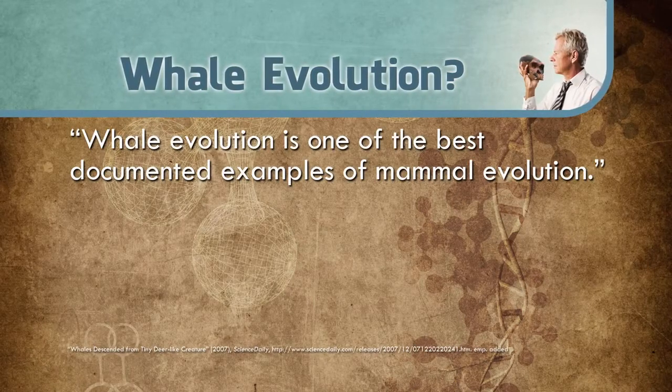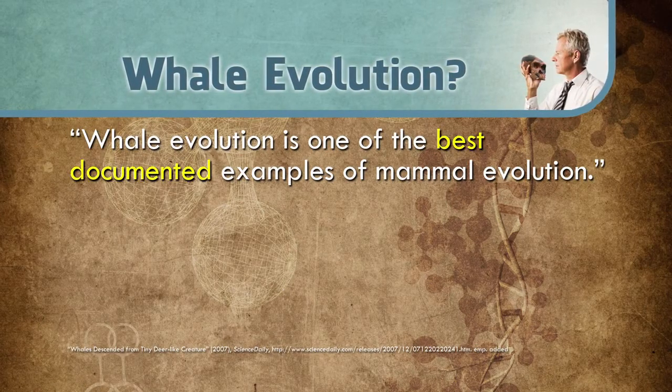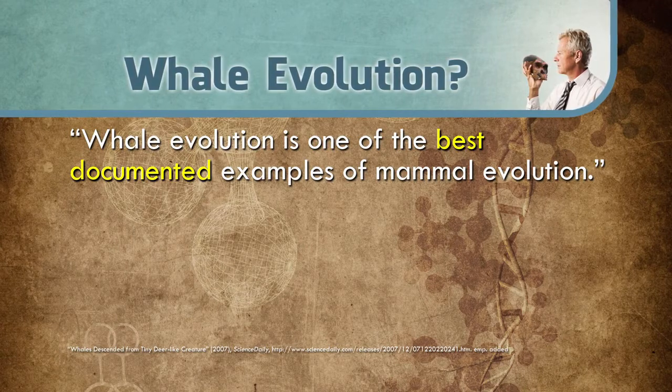It said, "Whale evolution is one of the best documented examples of mammal evolution." According to evolutionists, whale evolution is well-documented proof of Darwinian evolution. Supposedly in this well-documented story, whales evolved from mammals that lived on land and that supposedly gradually moved into the water in search of food, fish and other water prey.